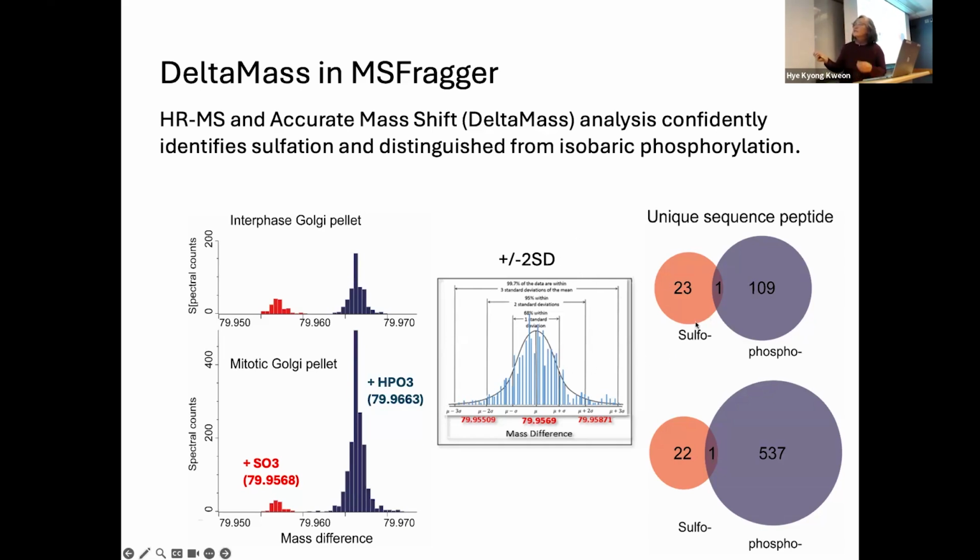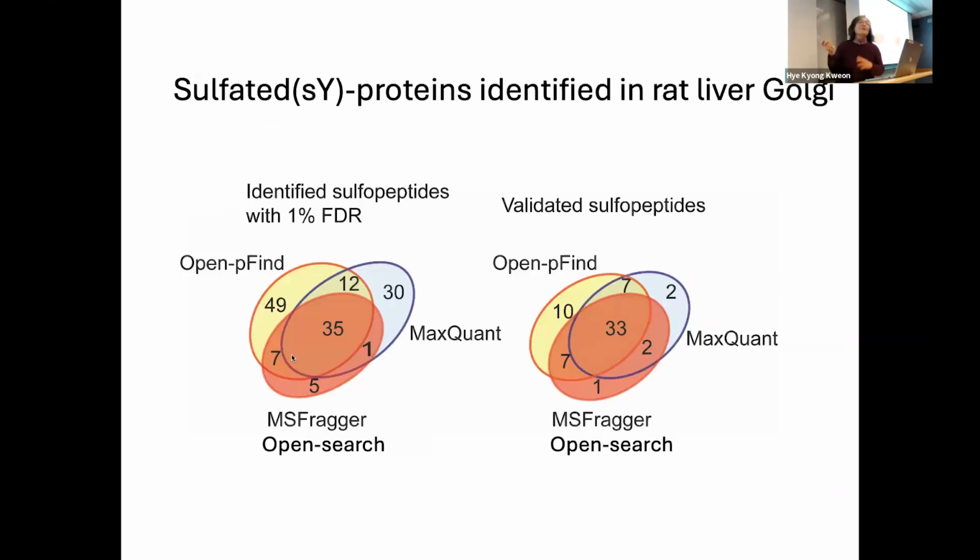It also proves that this kind of delta mass analysis can identify and distinguish sulfation from phosphorylation. I was very happy with that result. And then after comparing all three algorithms, MaxQuant, pFind, and the MSFragger delta mass, I compared the peptides in a Venn diagram, and a large portion of it actually overlaps, like 35.